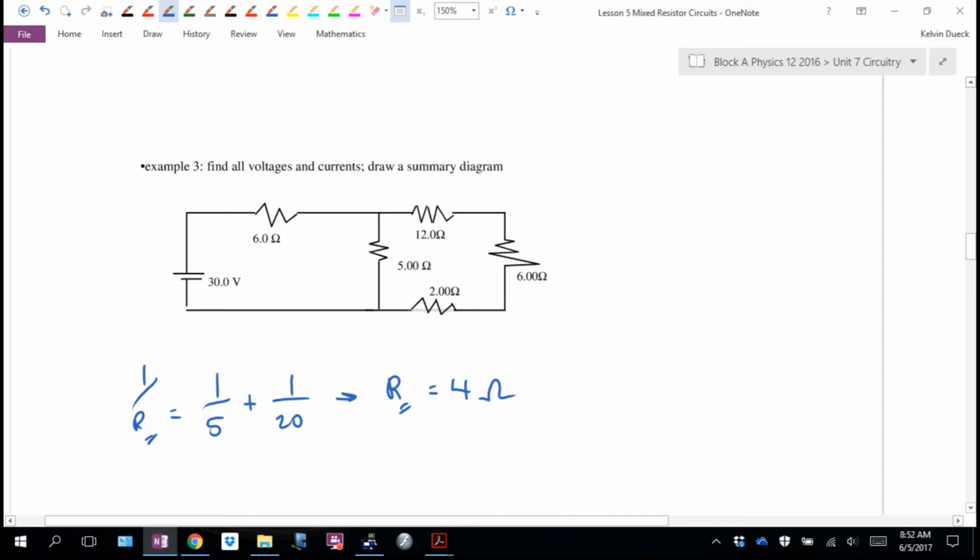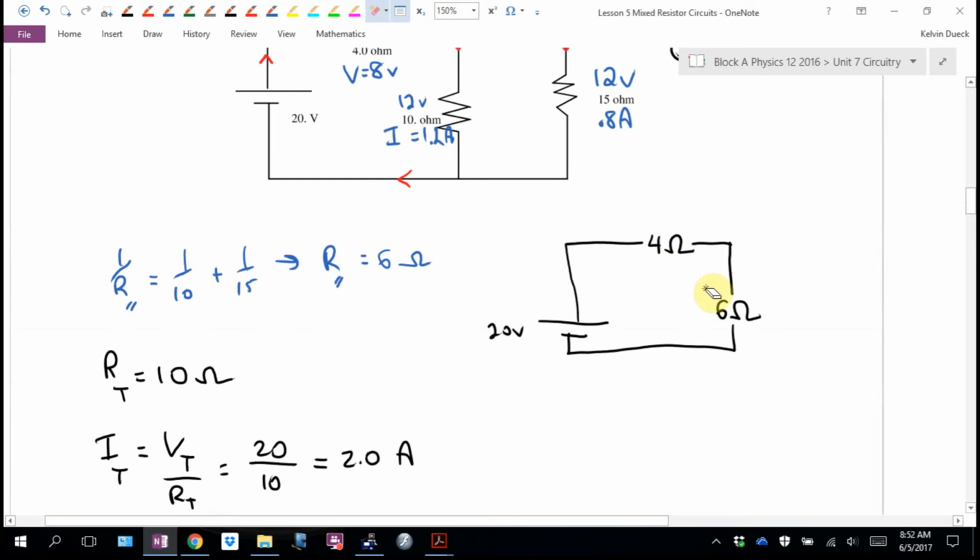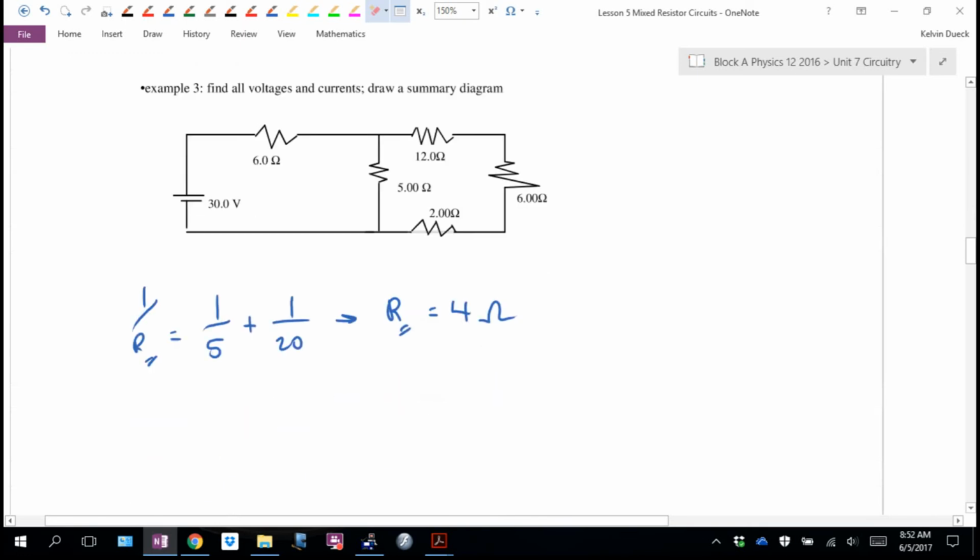Last time I redrew the circuit, but can you just pretend in your minds that this whole thing now looks just like this, except there's a 4 ohms sitting right there? Can you imagine that, Andy? Is that okay? So here's my question. What's the total resistance of this circuit?